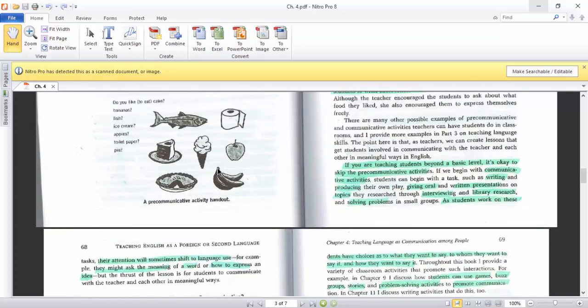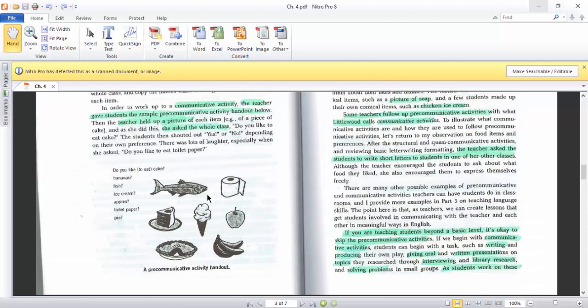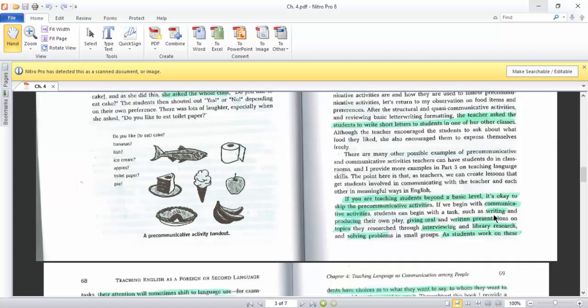So we have different activities used for the beginner or intermediate level, like using pictures and matching pictures with words, what we have done here, the teacher. Or if the levels of the students are beyond the basic level, it is okay to skip these pre-communicative activities, in order to use another activity suitable for their level, like writing and producing their own play, giving oral and written presentations, for example on a topic, interviewing, library research, giving them homework about how to do library research, and other communicative activities, solving a problem. So we have many activities in order to deal with the students.